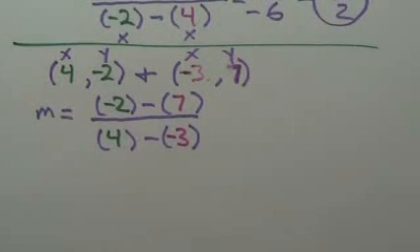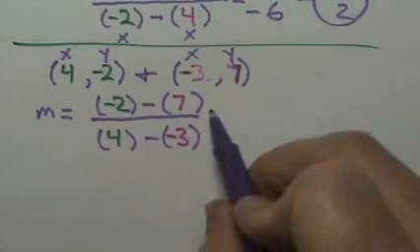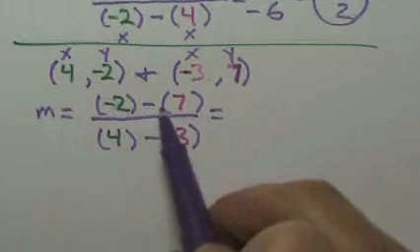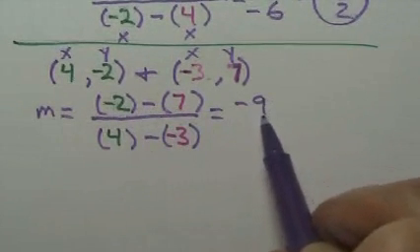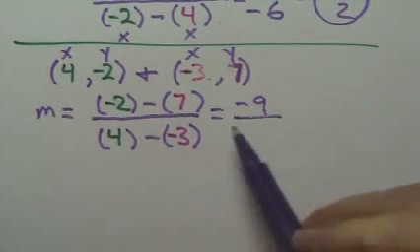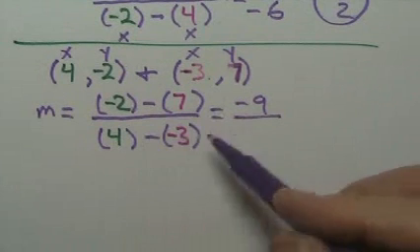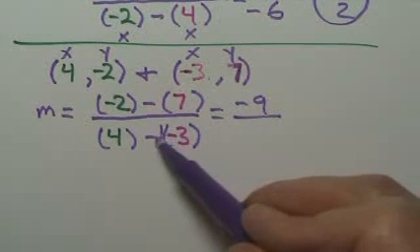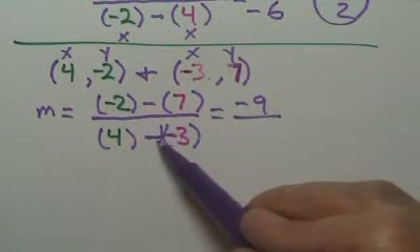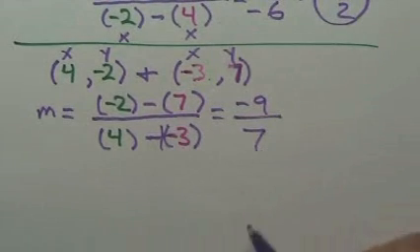So now we go ahead and solve it. Simplify it. -2 and -7 makes -9. 4 and minus a -3. Hey, that makes a big plus. That's like a big plus. So 4 plus 3 is 7.